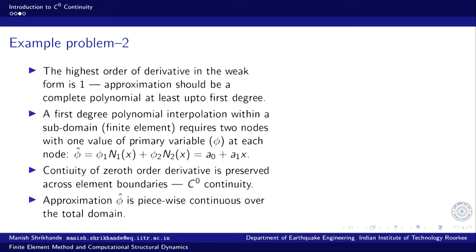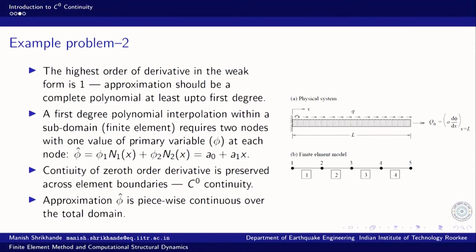So, that is why we call it piecewise continuous over the whole domain. So, total domain, it is continuous over each element, and it looks like an assembly of piecewise continuity making up the whole domain. So, this is what the problem we were hinting at.